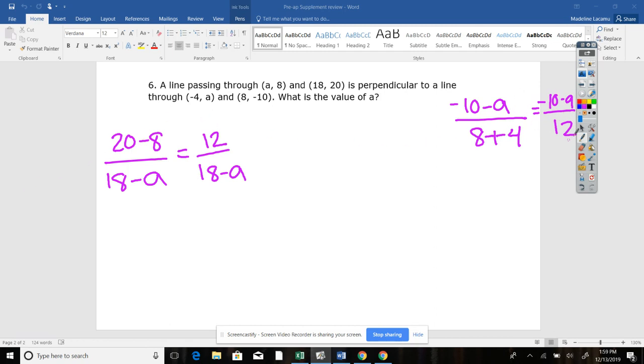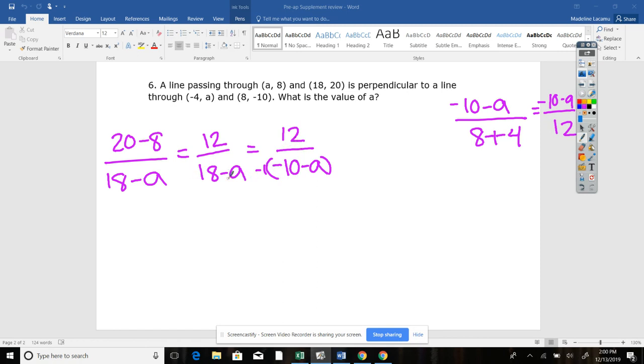So since this slope needs to be perpendicular, remember perpendicular means you flip it and you change the sign. So we're going to take this fraction here, we're going to flip it. So it's 12 over negative 10 minus a. So that's the flip part of it. Now I have to make this a negative. So I'm going to multiply this bottom by a negative 1. Notice I didn't multiply the top by a negative 1 because I want these to stay the same. So since these two are the same, we don't have to worry about that anymore.